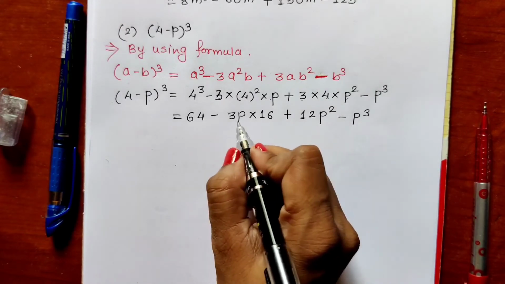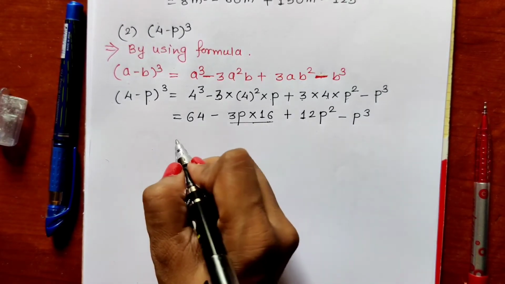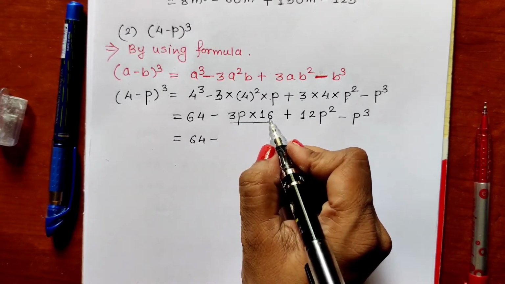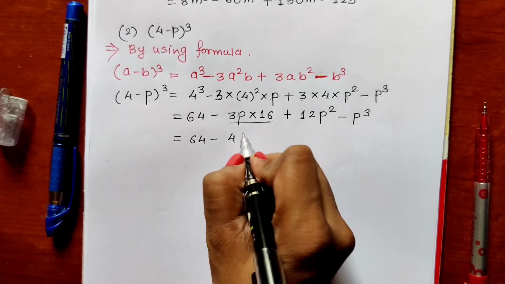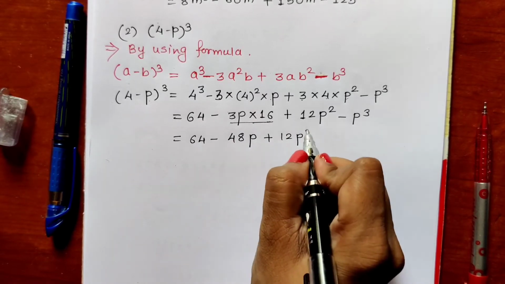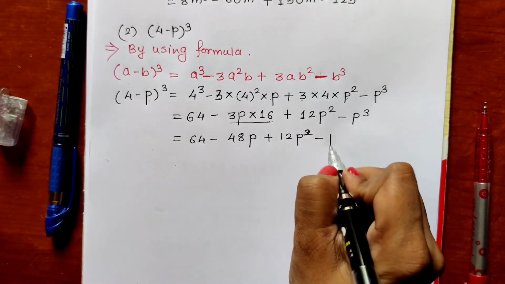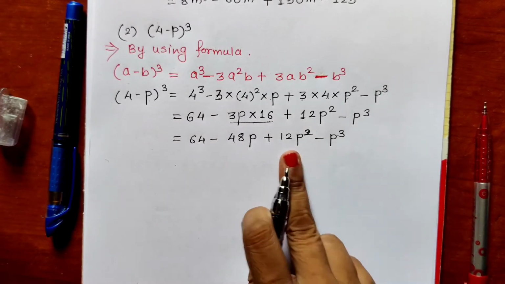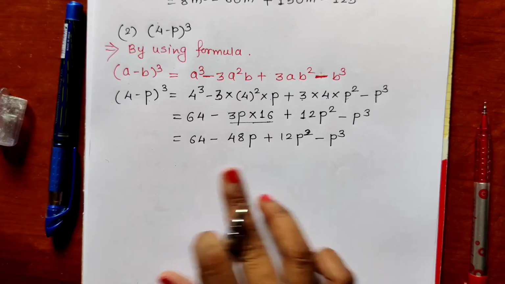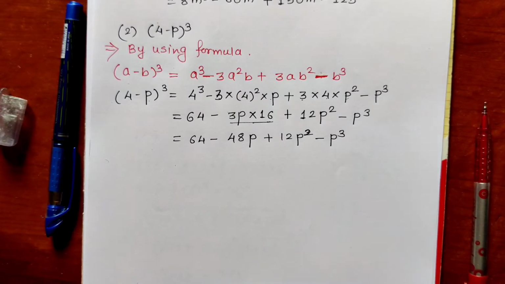Now this multiplication is remaining, we have to do this. 64 minus, 16 threes are 48p, plus 12p square minus p cube. All of these are different terms, so they cannot be added or subtracted. So this is our answer.